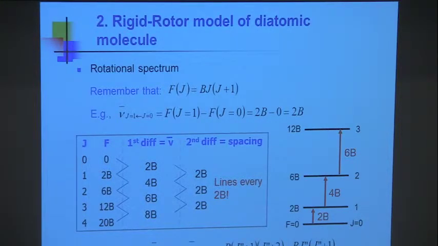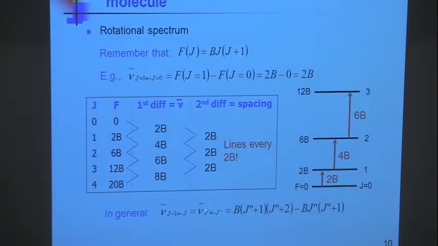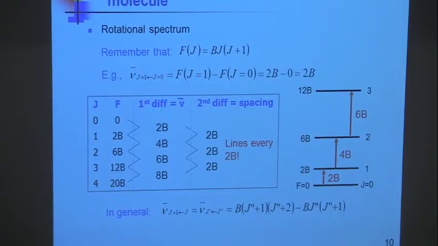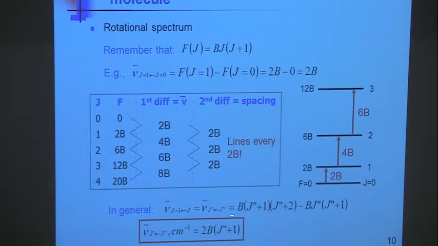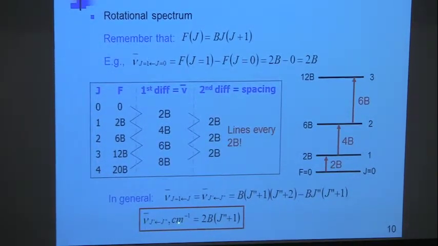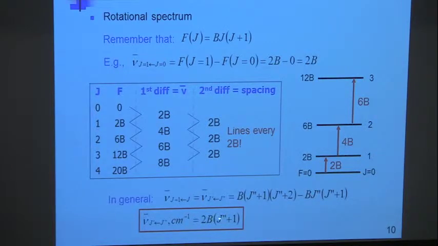So in general, you can solve for the energy differences of any transition, J double prime to J prime, and you'll get this simple answer, which is that the frequencies are 2B(J double prime plus 1). So if you tell me J double prime is 0, I get 2B. If J double prime is 1, I get 4B, etc.